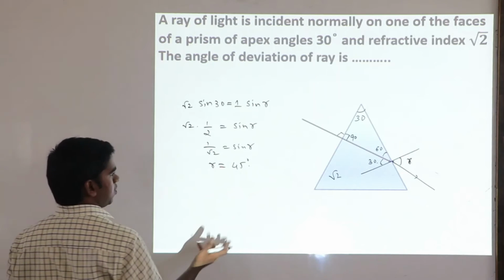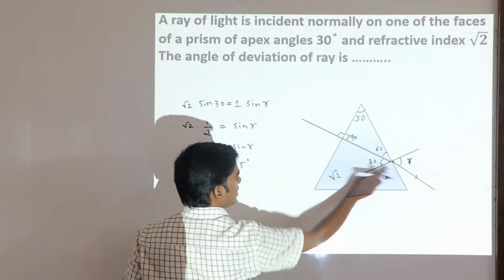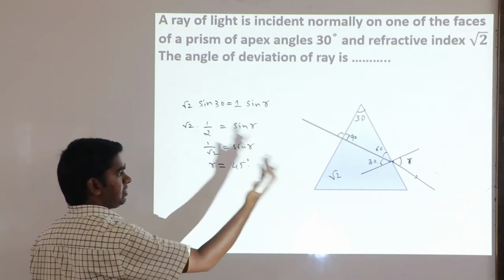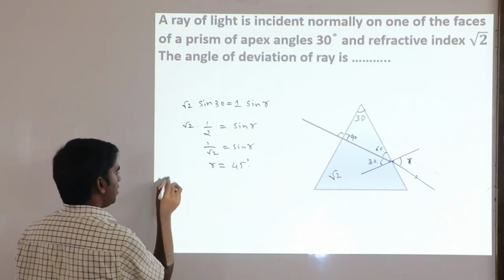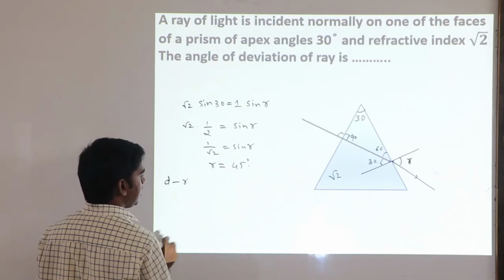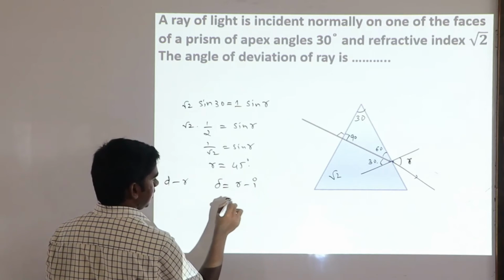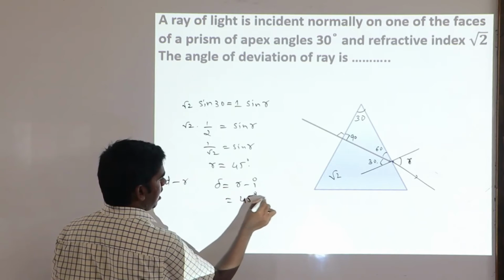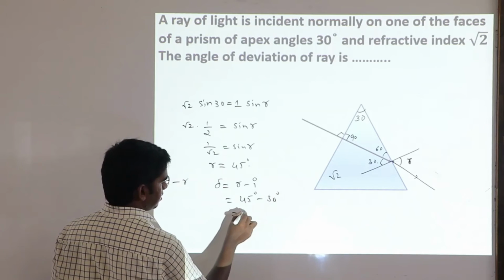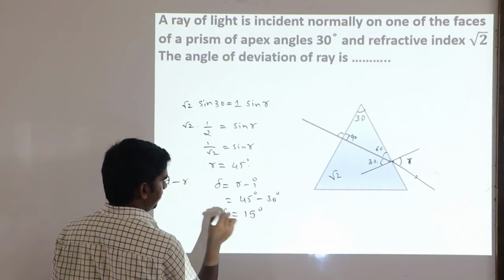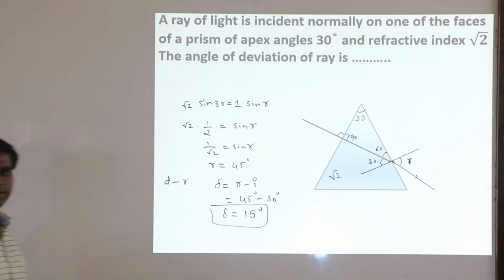Okay. So what is the deviation here? r is greater than i, as the ray of light is traveling from denser to rarer. If the ray of light is traveling from denser to rarer, the deviation is what? Deviation is r minus i. Okay. So r is 45 degrees, i is 30 degrees. So the deviation is going to be 15 degrees. Okay.